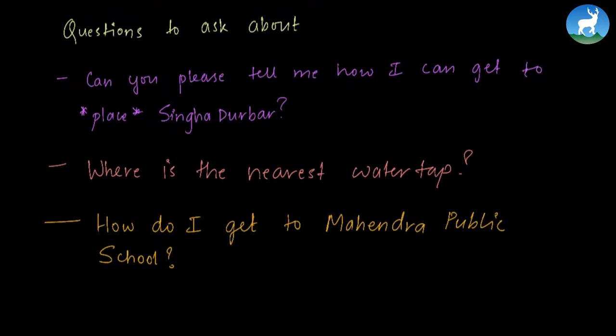So can you please tell me how I can get to Singadarbar? Here you can write any place, okay? Another question is, where is the nearest water tap? How do I get to Mahendra Public School? So these are the sentence structures. These are the basic questions that you can ask. There can be many, many more, but I've listed some examples. These are some of the examples, very few examples.